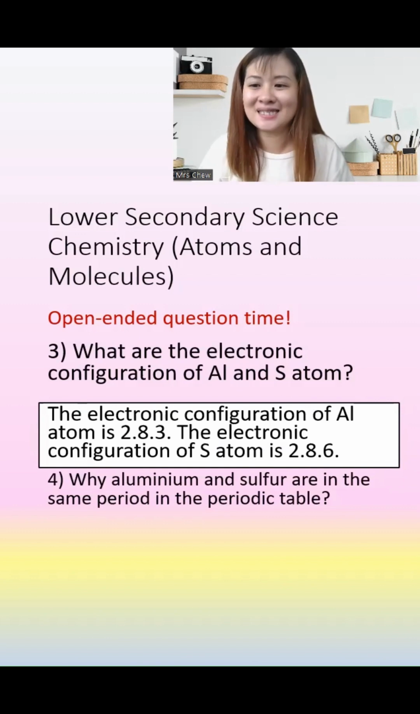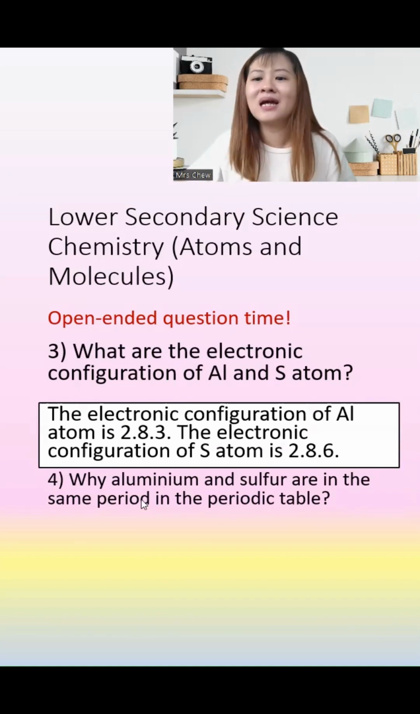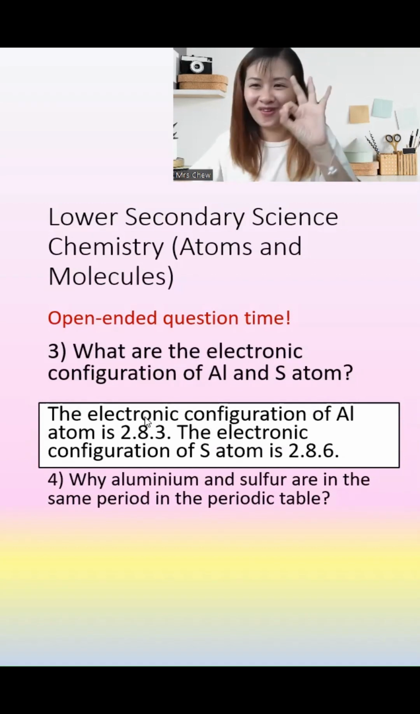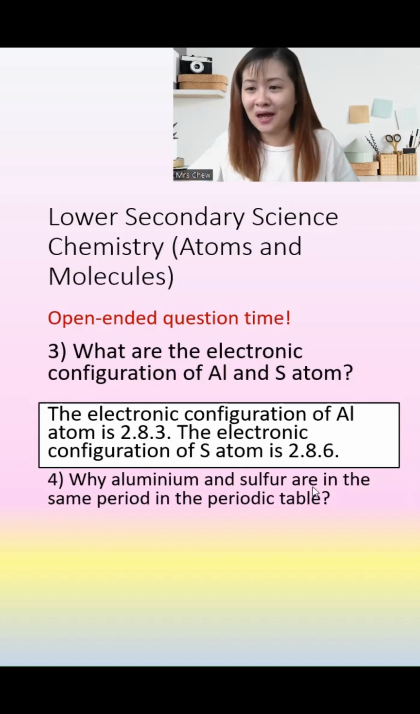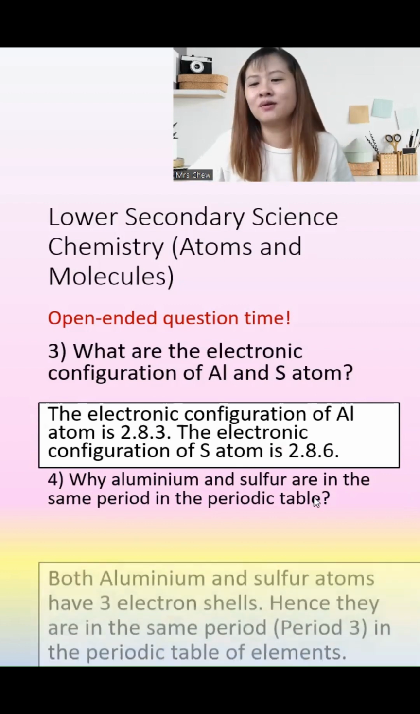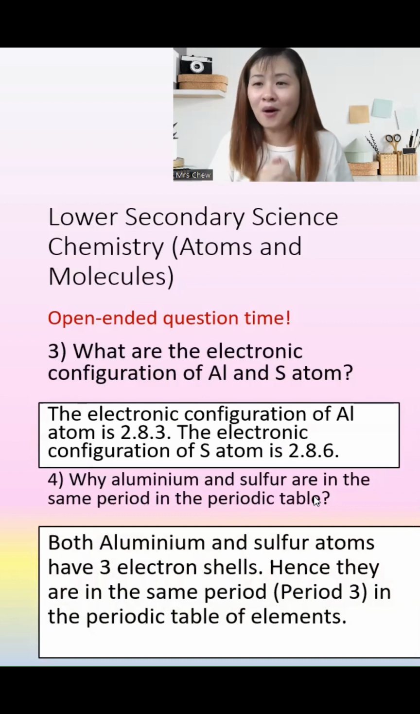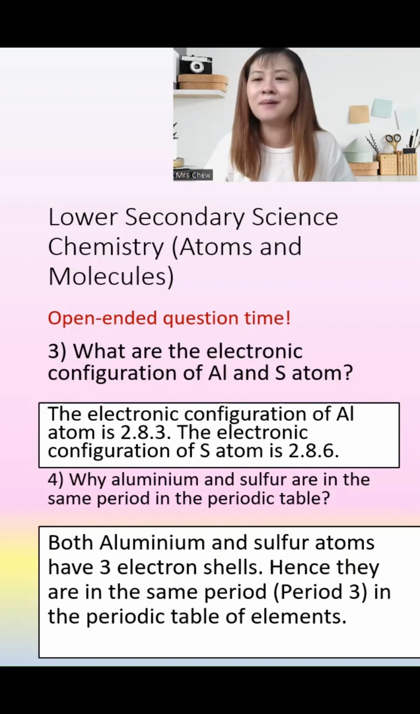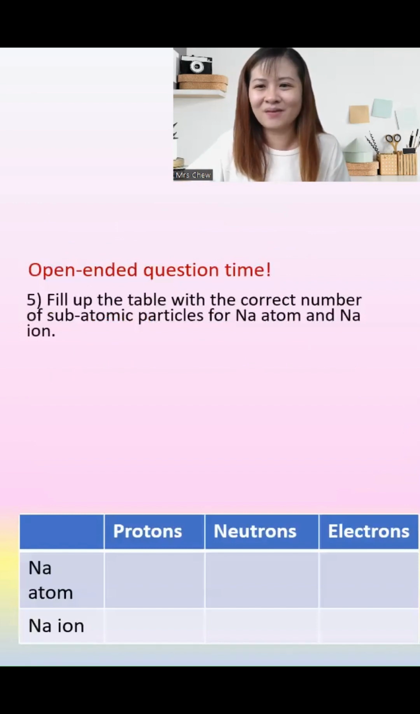Why are aluminium and sulfur in the same period in the periodic table of elements? Let us take a look at the electronic configuration. Periods represent the number of electron shells, right? So for aluminium, how many electron shells does it have? 3. Sulfur also has 3 electron shells. Therefore, both aluminium and sulfur atoms have 3 electron shells, and hence they are in the same period, period 3 in the periodic table of elements.